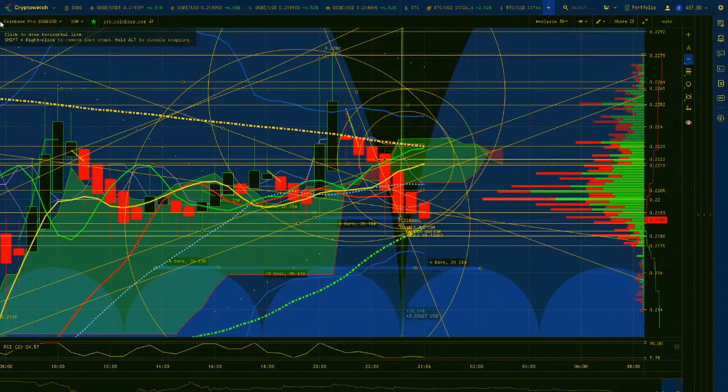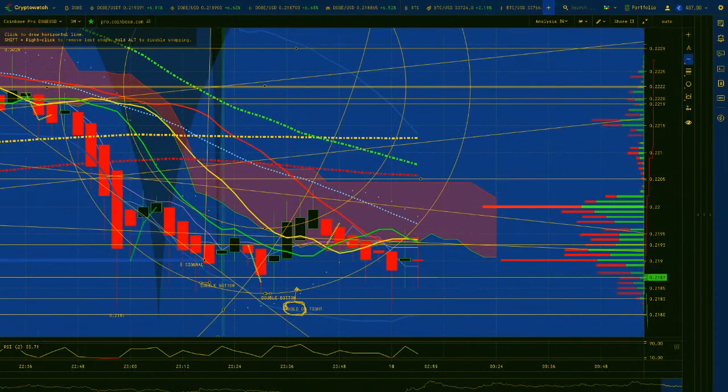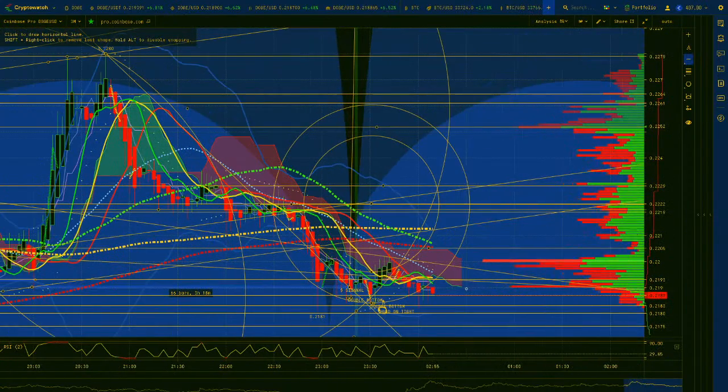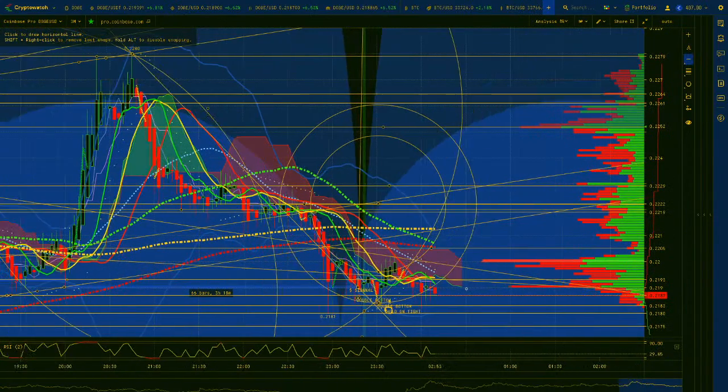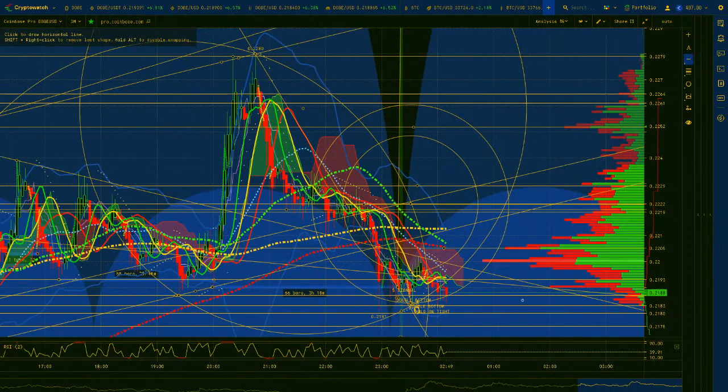Yeah, totally. I want to figure out time Fibonacci, because there's not only price Fibonacci, there's also time as well. I have just never looked into it. Me neither.